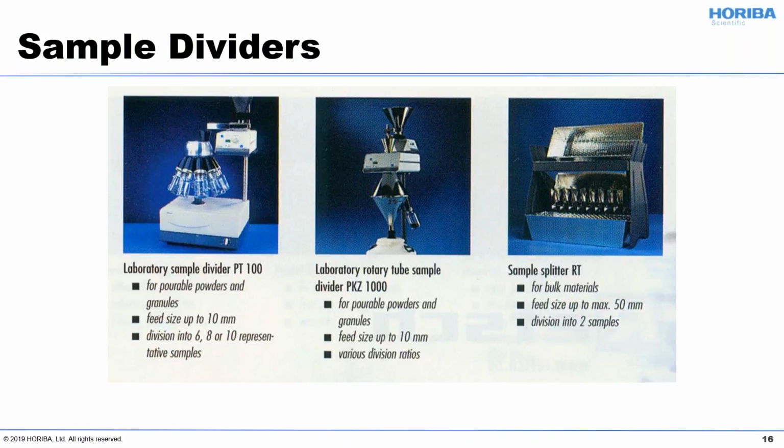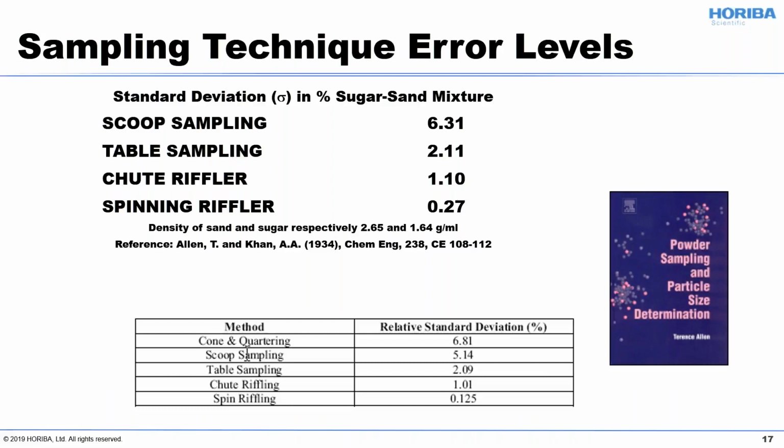So which you use depends on your needs. If your size distribution is narrow, then it doesn't matter that much, because there isn't a lot of segregation and all the particles are close to the same size. And there are very few samples that are actually like that. Moving up in quality is taking scoops out of the bag, then the cone and quarter, then you would use a chute riffler and a spinning riffler.